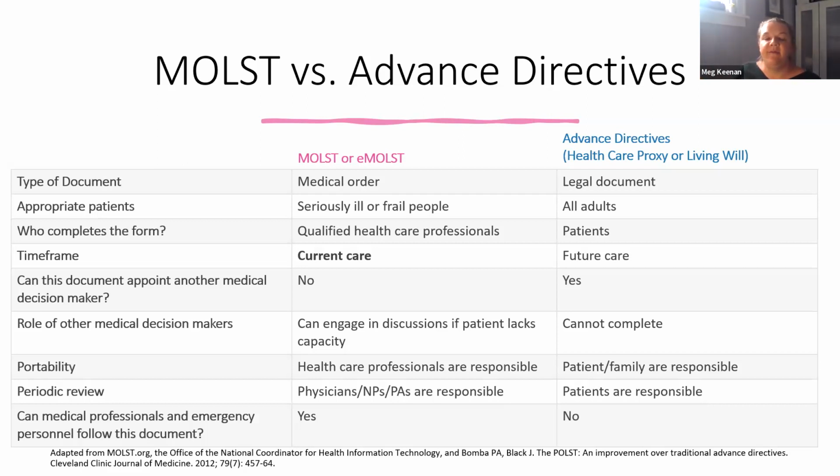So again, advanced care planning is planning for care in advance for something that might happen. MOLST is for current care. It's not for future care. It's really customized based on your current health status, prognosis, and goals for care. And because it's for current care, it's reviewed very frequently, and it's only for a small subset of the population.